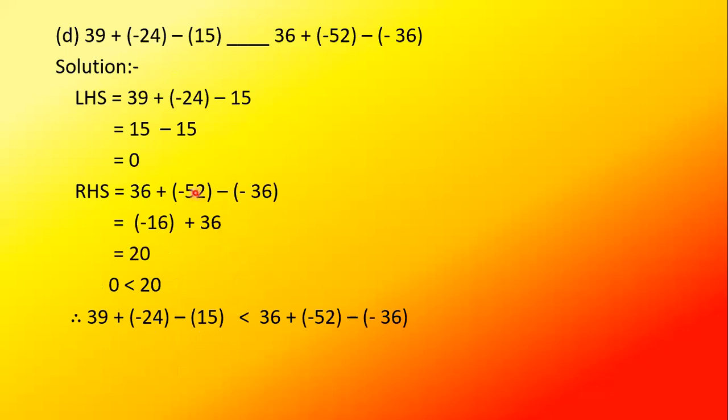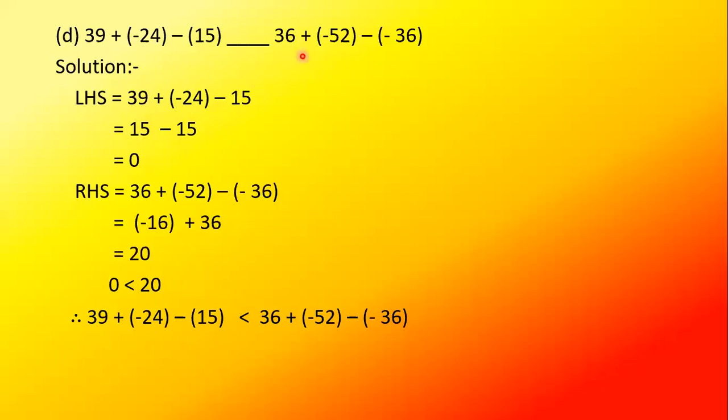39 plus minus 24 minus 15, and on the right side it is 36 plus minus 52 minus minus 36. We will consider the LHS. 39 plus minus 24. One is positive and one is negative. The difference is 15. The bigger number is 39, so the answer is positive. 15 minus 15, there is no need of taking the absolute value or adding it. 15 minus 15 is 0, easily we can write there.